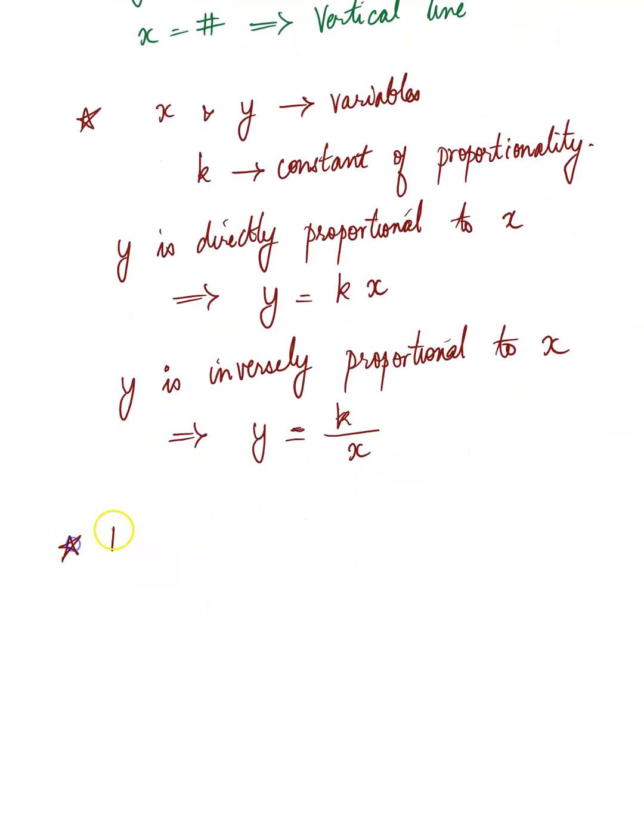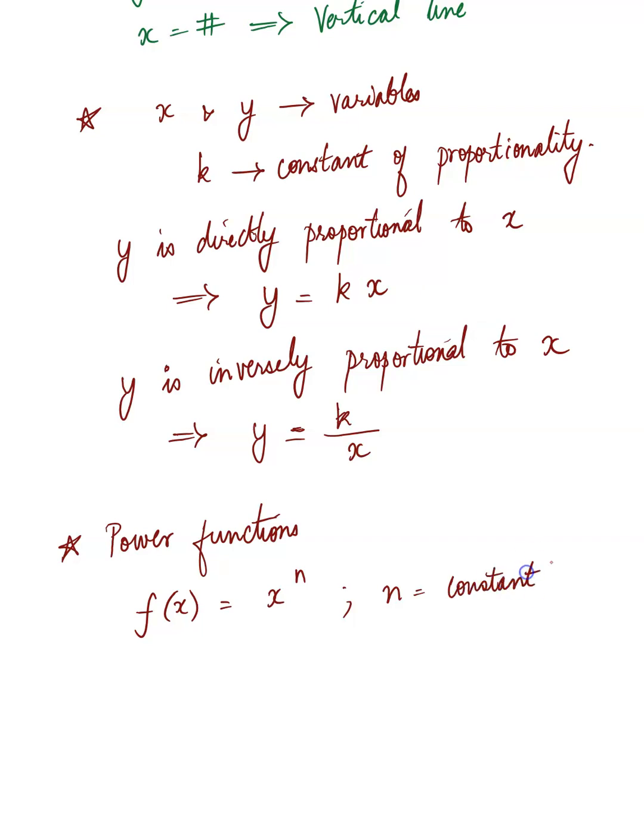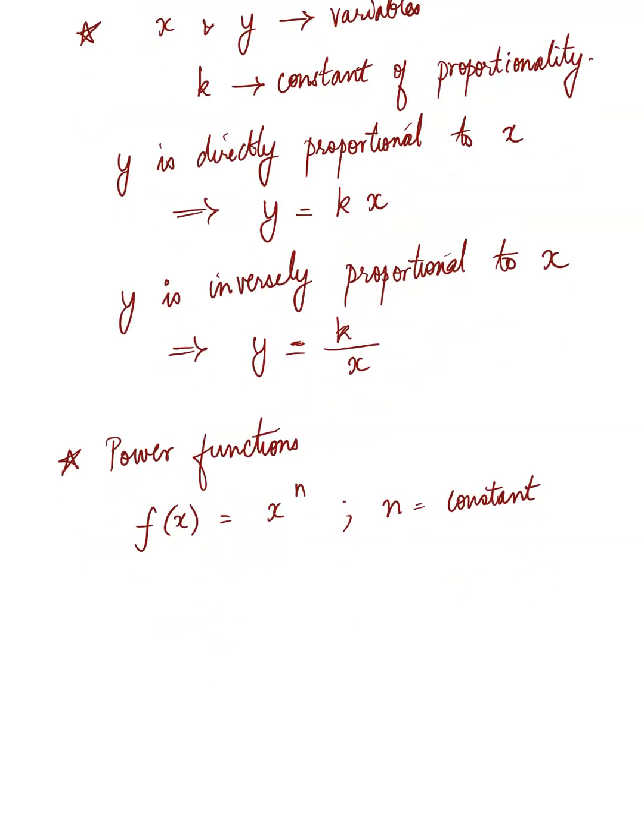Then let's talk about power functions, where n is a constant. A power function is when the exponent has a power. The exponent is this spot, so this one is a constant. So this is your power. So you change your n.